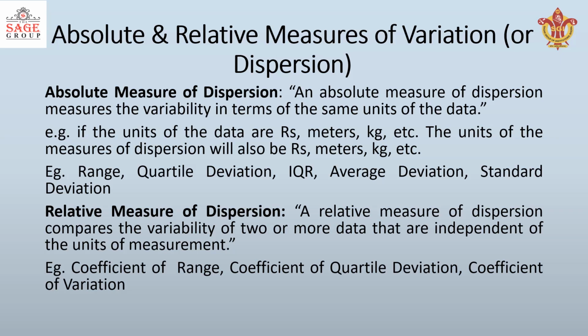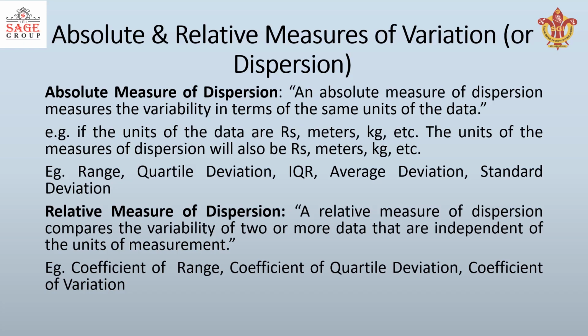Let us now understand the concept of absolute and relative measures of variation. Now, the absolute measures of dispersion are defined as follows. An absolute measure of dispersion measures the variability in terms of the same units of data. For example, if the units of the data are in rupees, meters, kilograms, etc., then the units of the measure of dispersion will also be in terms of rupees, meters, kg, etc.